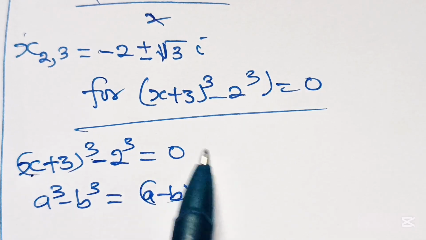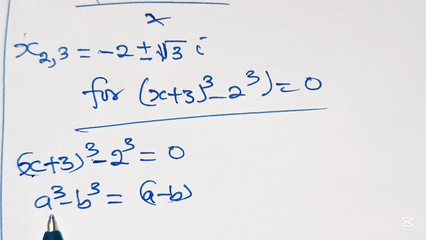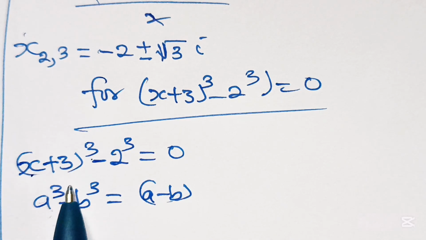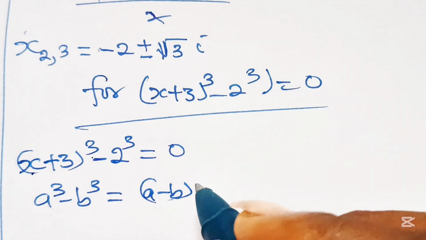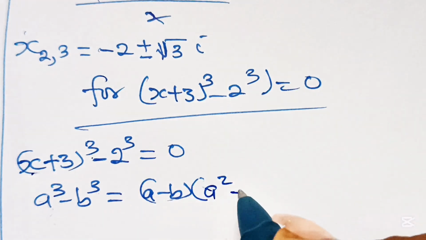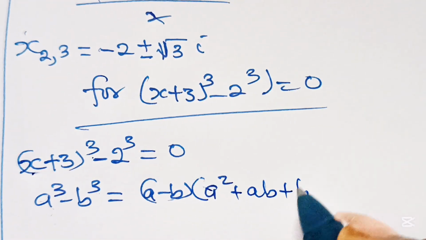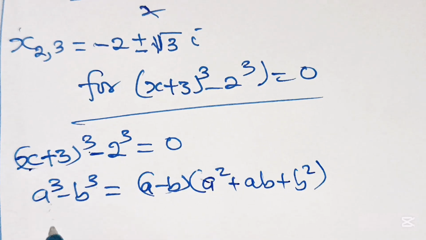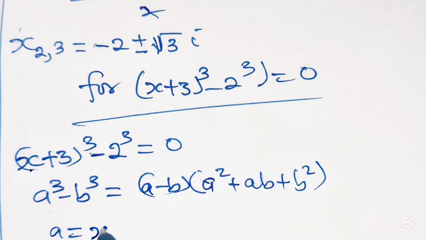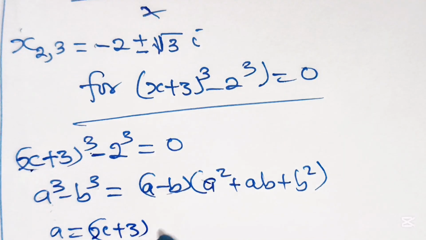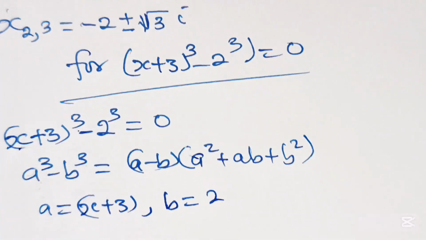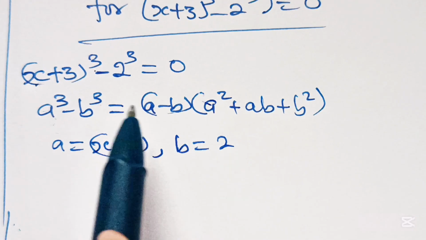So this is what we are solving now. There is an algebra identity that states that a to the power of 3 minus b to the power of 3 is equal to a minus b multiplied by a squared plus ab plus b squared. In this case our a is equal to x plus 3, while our b is equal to 2. So we are going to substitute into this.